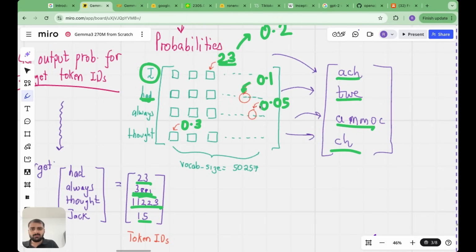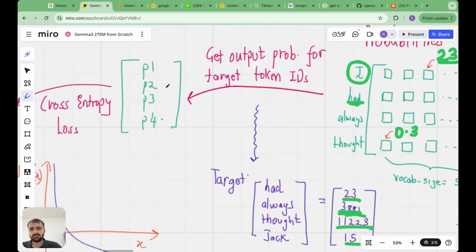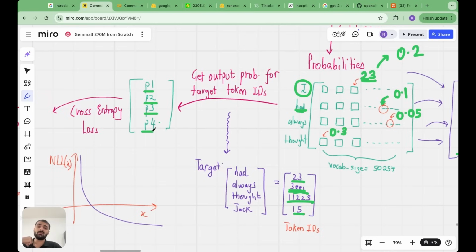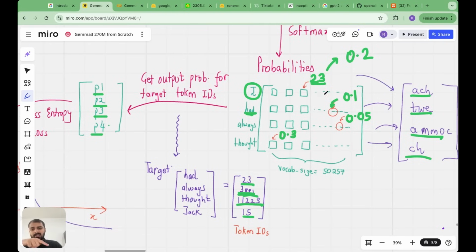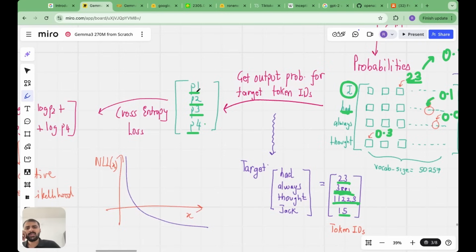Now, all of these probabilities, which I'm calling P1, P2, P3, and P4, ideally you want them to be 1. You want P1 to be 1, you want P2 to be 1, you want P3 to be 1, and you want P4 also to be 1. Because when they are 1, you also ensure that the other probabilities are close to 0, since every row probability now sums up to 1. How do you ensure that P1 is 1, P2 is 1, P3 is 1, P4 is 1? What's the loss function which you can think of?